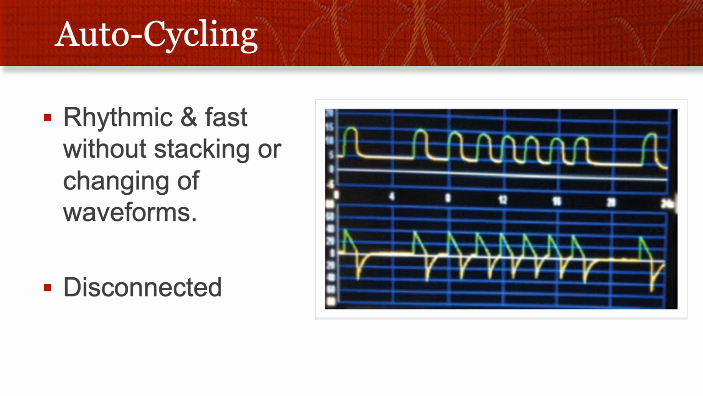This flow pattern I've included because it's worthwhile to glance at. We see a rhythmic, fast stacking of waveforms with no change at all in what they look like. This is auto-cycling, or what happens if the vent's disconnected.